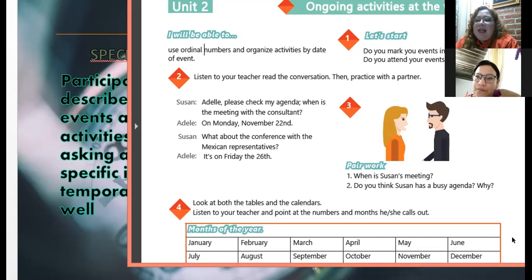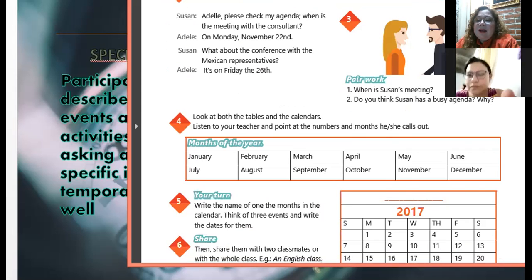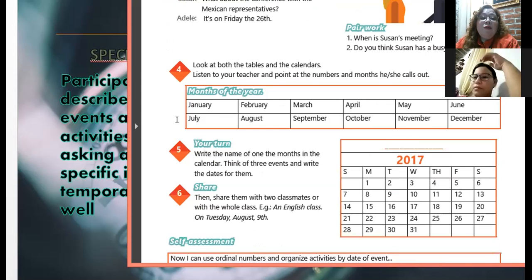Okay, now let's see the dates. The dates are formed by the month, right? The month of the year and the dates. Let's remember that we have days. So let's see, do you know the months of the year? ¿Maneja usted los meses del año? Do you know them? Yes. Okay, can you tell me the months of the year?